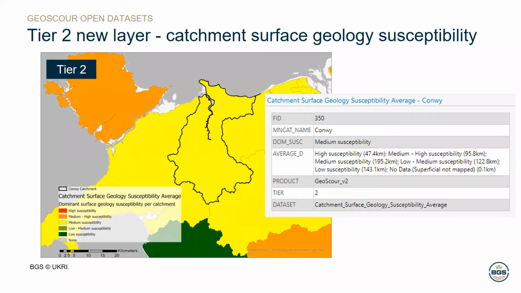These new and updated Tier 2 data layers have been recalculated using newly available elevation data, updates to in-house BGS datasets, and summary statistics from updated Tier 3 data layers.